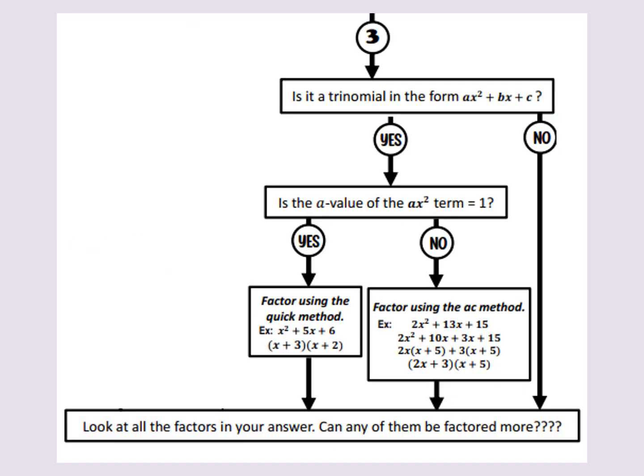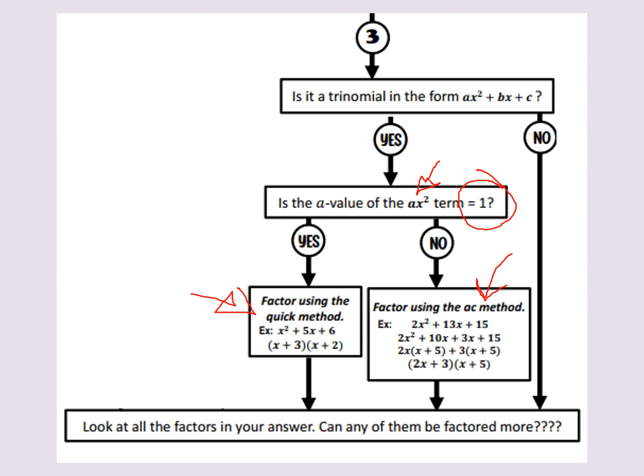If that leftover polynomial has 3 terms, you have to ask yourself, is this a trinomial in our structure, x squared, x, constant? Is it in that form? And if the answer is yes, then this is the crucial question: is the a value, the coefficient of the x squared term, equal to 1? Does it have a coefficient of 1, meaning you don't see any coefficient there? If that's the case, you're going to do the quick method. Don't waste your time doing the AC method. If the leading coefficient is more than 1, if it's a number, then you're going to use the AC method.